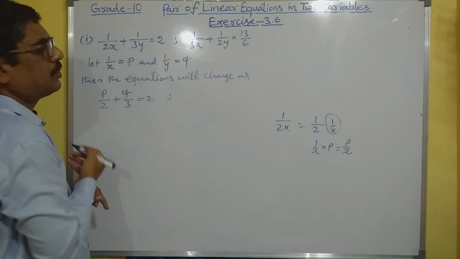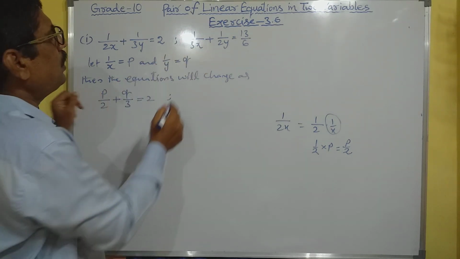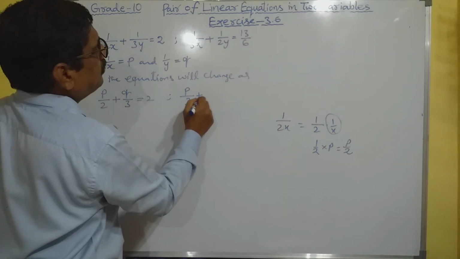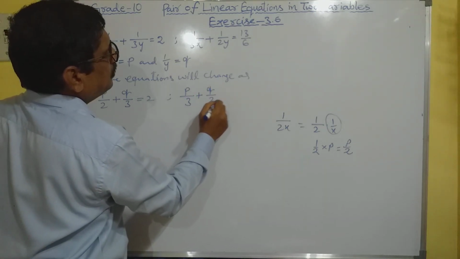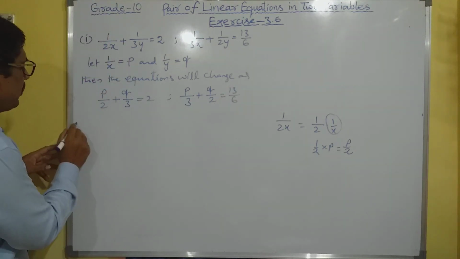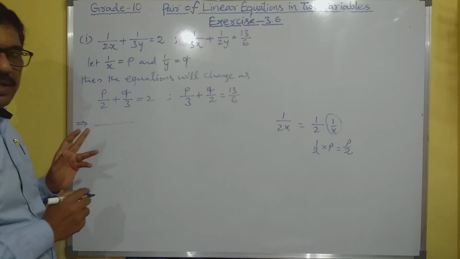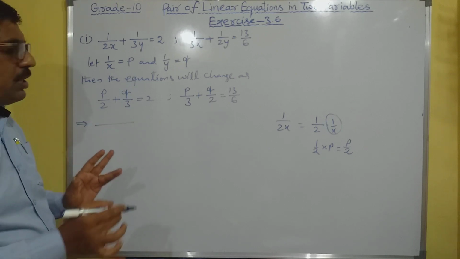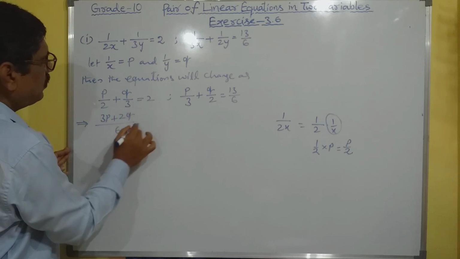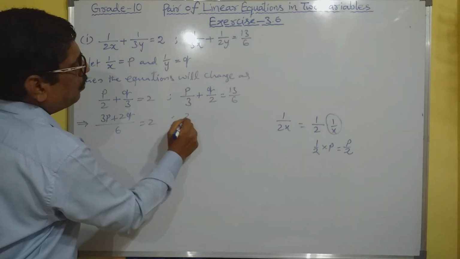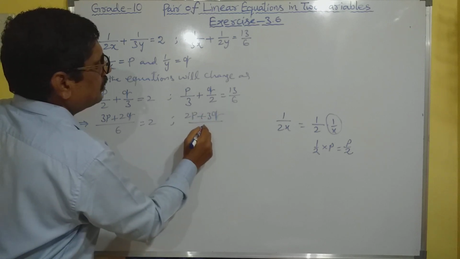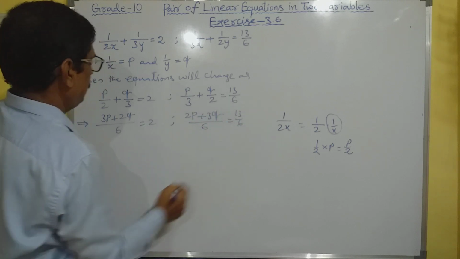And now look at this. Here this one, 1 by x, if you take as p, P by 3 plus Q by 2 is equal to 13 by 6. So this implies, let us simplify this by using the LCM method. So 3P plus 2Q by 6 is equal to 2, and 2P plus 3Q by 6 is equal to 13 by 6.